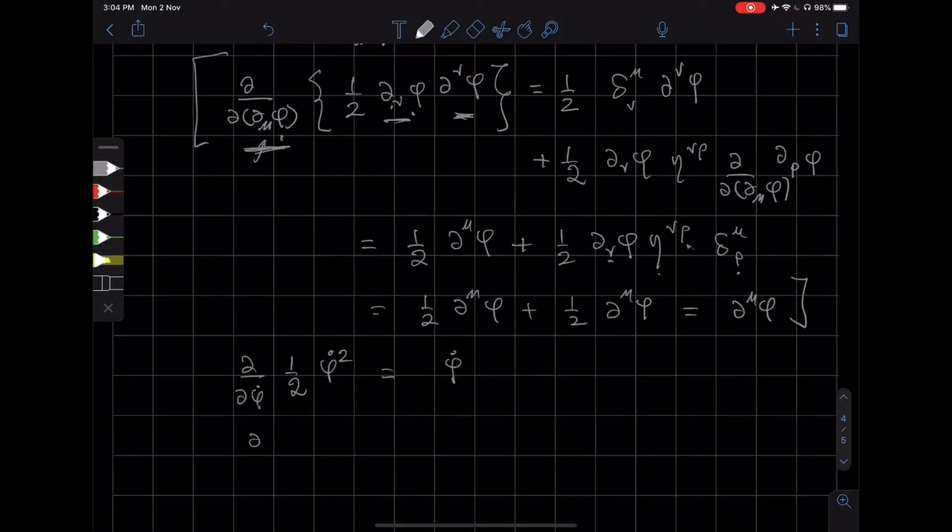And if I have half of phi prime squared, and I'm taking the derivative with respect to phi dot, then I should get 0. This is all that I'm saying.